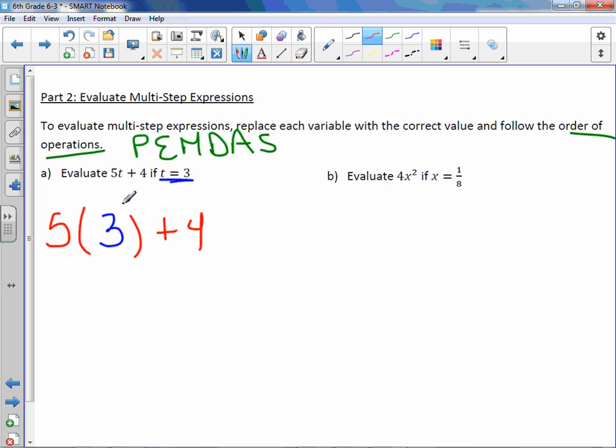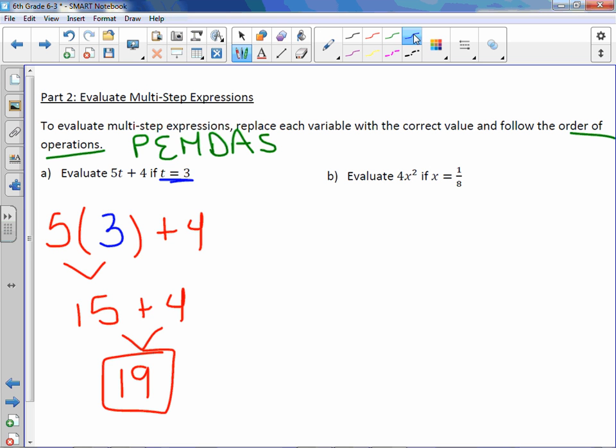Now, parentheses. We do have a 3 that's in parentheses here, but there's no operation. There's no add, subtract, multiply, or divide inside the parentheses. So this grouping symbol really just shows that it's being multiplied by 5. So that does not count for our parentheses step. There are no exponents. There is multiplication. We have 5 times 3, which is 15. Bring down the 4. We have no other multiplication or division, but we do have addition. 15 plus 4 is 19.